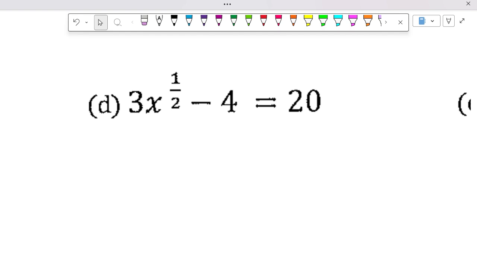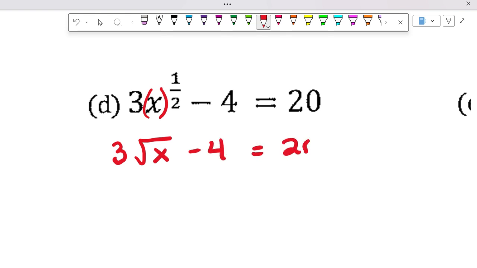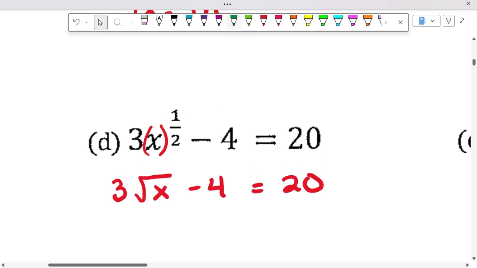Why is it just affecting the x and not the 3x? What are we missing? Parentheses. If it was affecting the 3 as well, it would look like that. But it's not. It's only affecting the x. So the 3 stays on the outside. So we have 3 square root x minus 4 is equal to 20. Now, this one is where SADMEP will come in handy.